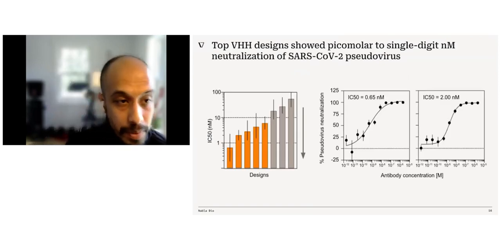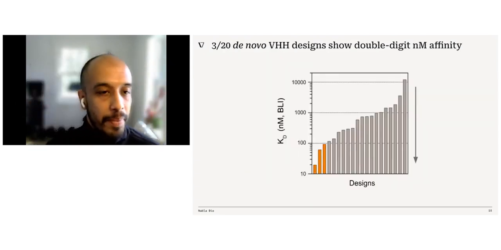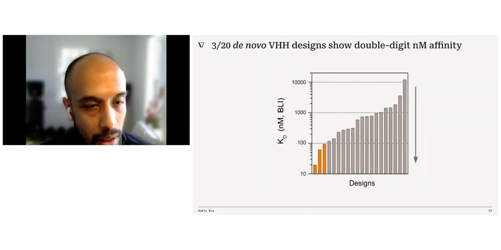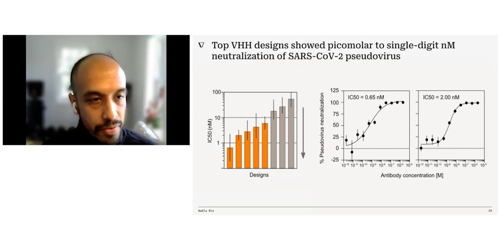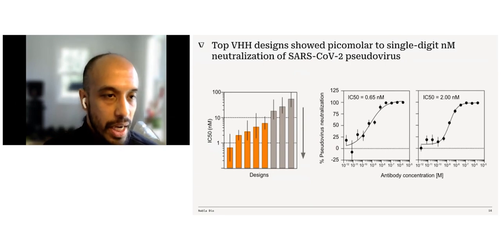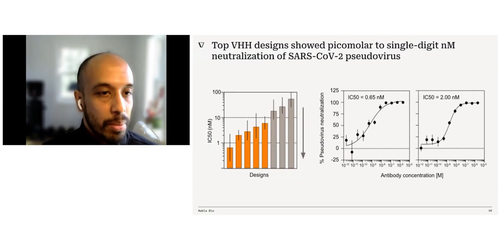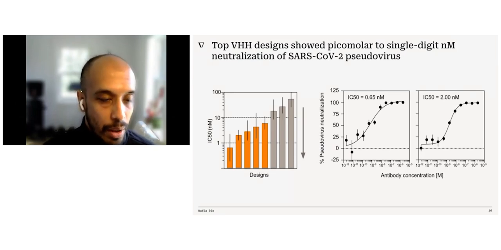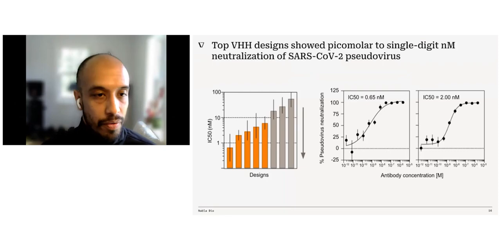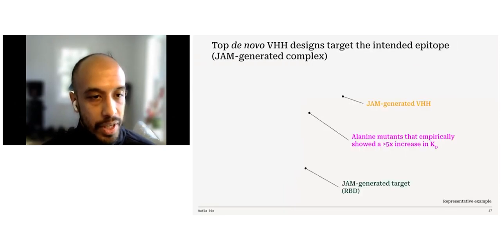So we took those top VHH designs, and again, given we were targeting the ACE2 binding site on RBD, wondered if these were functional neutralizers of pseudovirus, and indeed they were. So if we look at our top VHH designs, these de novo designs showed, the best one showed picomolar, single-digit nanomolar neutralization efficiency to SARS-CoV-2 pseudovirus, which is pretty exciting to see, again, for a purely de novo designed VHH.